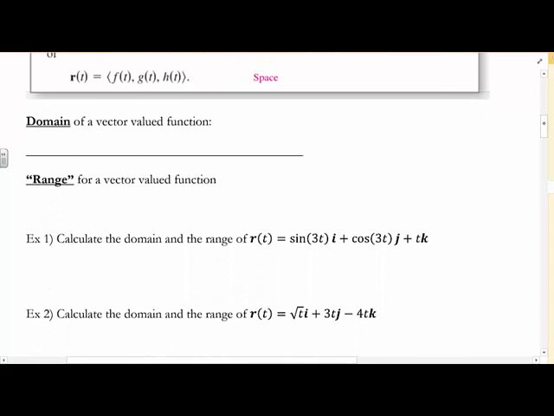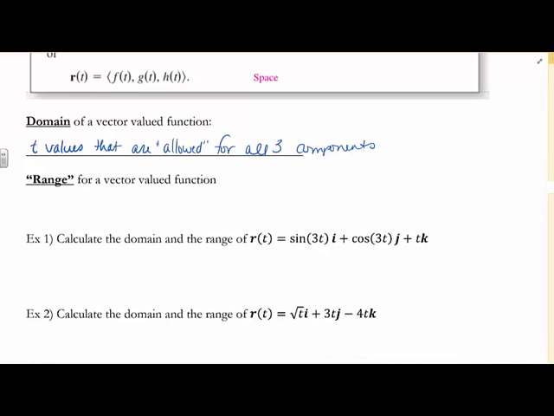All right, so the domain of a vector-valued function. Domain is always your input. So the domain of a vector-valued function is the t values that are allowed for all 3 components. So basically you find the least restrictive domain that can be input into each of the 3 components.